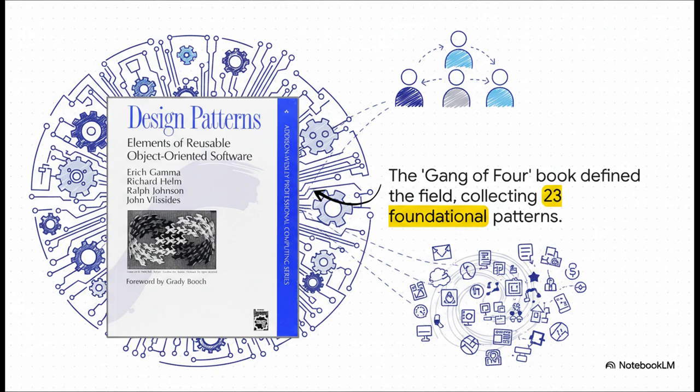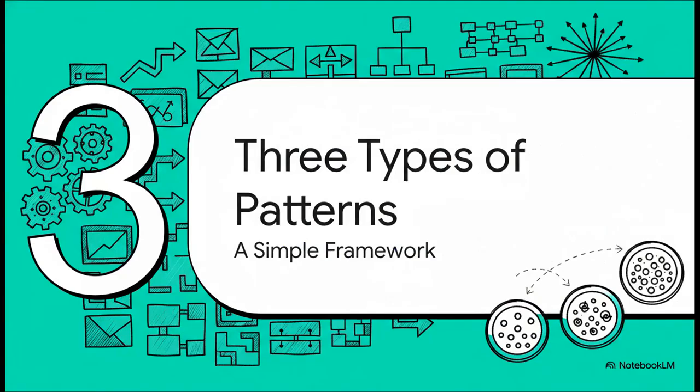The authors, who became famously known as the Gang of Four, documented 23 foundational patterns that they kept seeing over and over in really well-built software. So this isn't just one person's hot take. It's the collective wisdom of the entire software community, all captured and refined in one place. Now, 23 patterns might sound like a lot to take in at once, but don't worry. The great news is they're all neatly organized into 3 main categories, and this gives us a fantastic framework for actually making sense of them all.